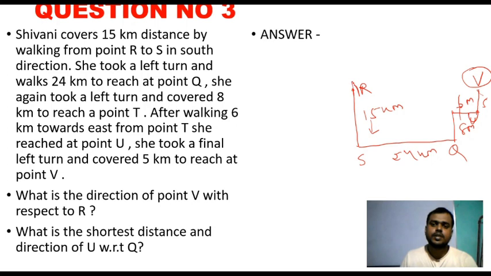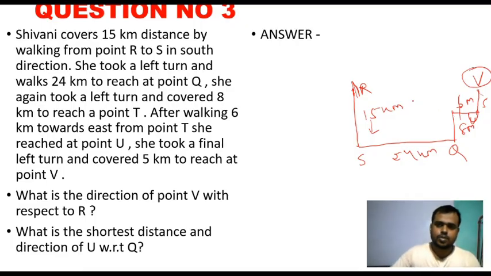That means we can plot the line exactly smaller than this line, because 8 plus 5 is 13 km. Now after plotting the diagram carefully, we can answer the question easily.